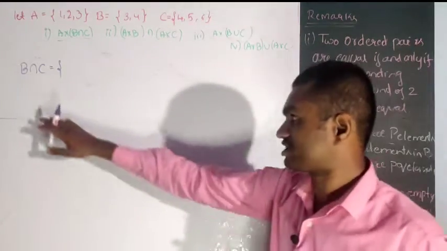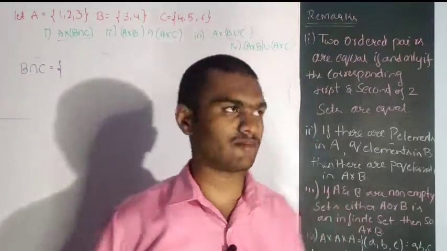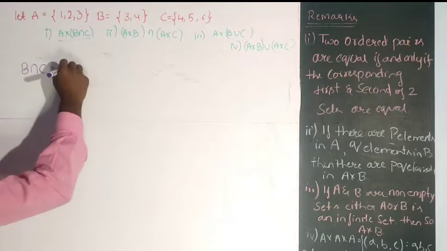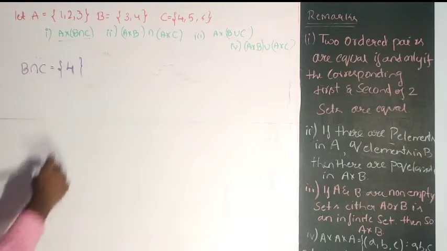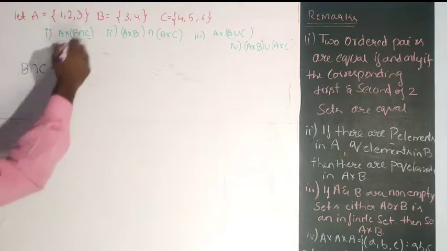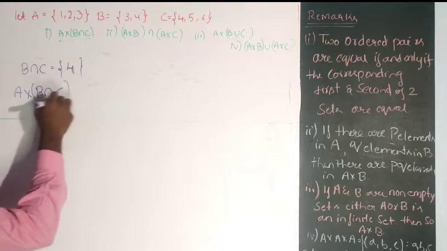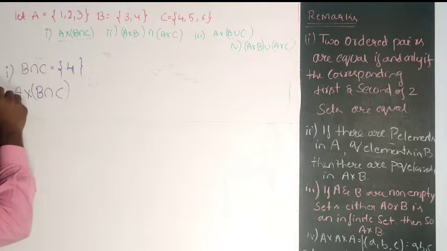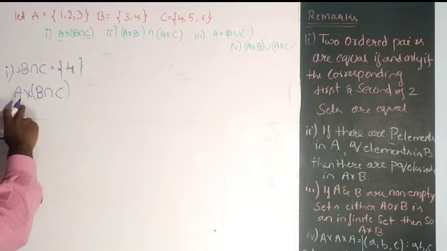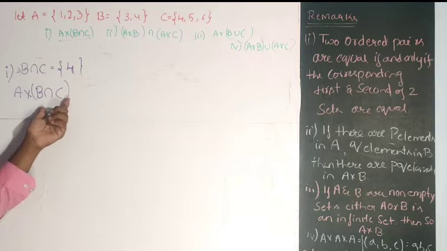What is B intersection C? The elements which are present in both sets B and C. Which are those elements? The common elements in B and C. We have only 4, right? So 4 is the only element common in B and C. So now we need to find A cross (B intersection C). First we found B intersection C is equal to 4. Now A cross (B intersection C); we already have B intersection C.